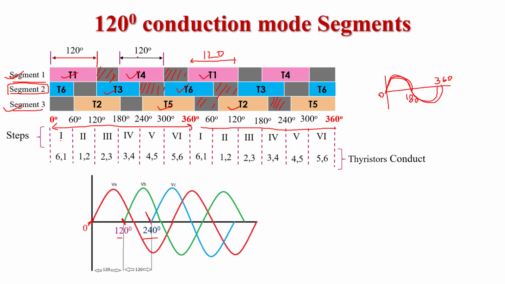Here in step 1, between omega T equal to 0 degree and omega T equal to 60 degree, 2 thyristors will conduct. Here we see 2 thyristors conducting, T1 and T6. So here I write in step 1, 2 thyristors are conducting, T6 and T1. Now in step 2, between 60 degree and 120 degree, again 2 thyristors are conducting. Here we see T1 and T2. Now in step 3, between 120 degree and 180 degree, again 2 thyristors are conducting, T2 and T3.